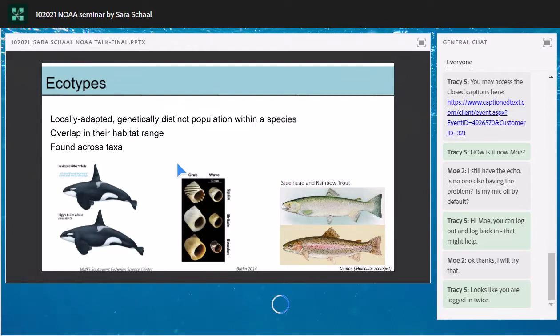Just to give you some examples of this, there are the resident and transient killer whales, which are managed separately, and their genomes are analyzed separately because there is this ecologically important divergence where they have different behaviors. Then there are also the crab and wave ecotypes of the Littorina saxatilis intertidal snails, where they overlap in a hybrid zone in the intertidal. And finally, there are also the steelhead and rainbow trout, where one undergoes long distance migrations to the ocean to mature, whereas the other is resident and stays in the river for the duration of its life.